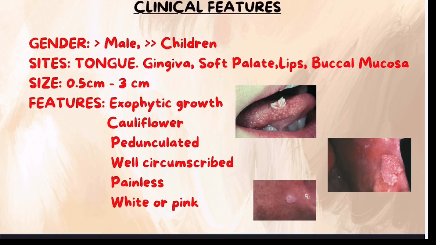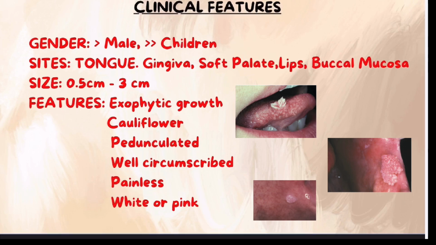So the lesion is well circumscribed, meaning it has clear and well-defined borders, and it is usually pedunculated, which means it is attached to the mucosal surface by a stalk or a peduncle. However, in some cases it can be sessile, where it is directly attached without a stalk. Now, squamous papilloma is generally painless and it can appear in different colors.